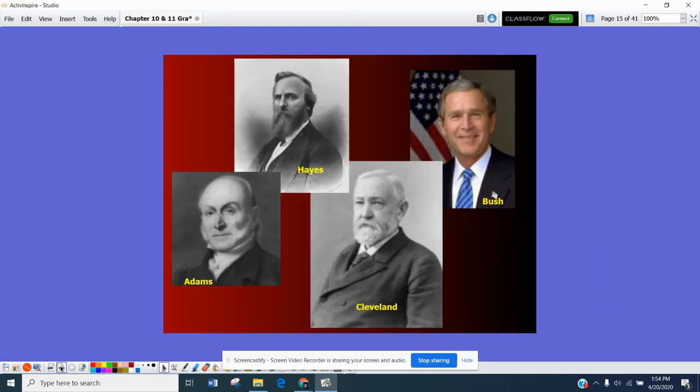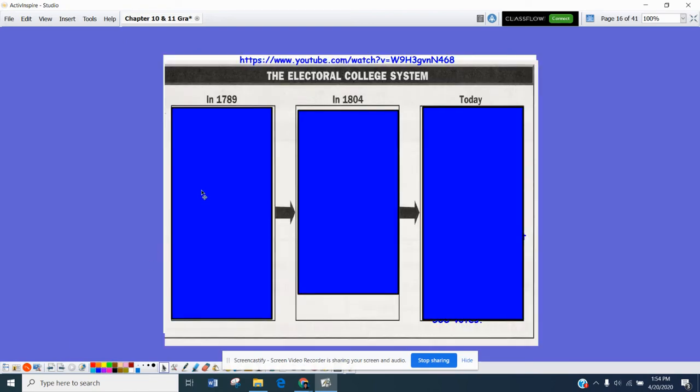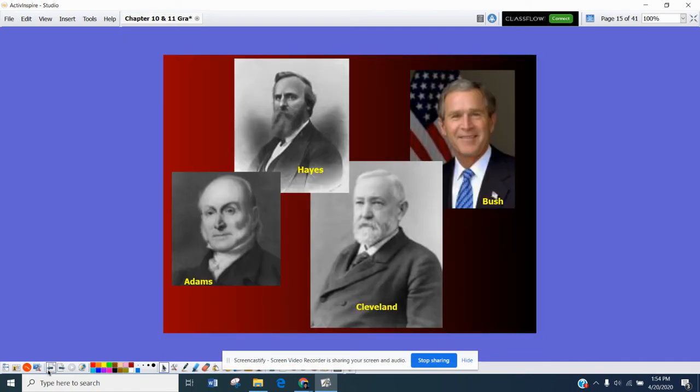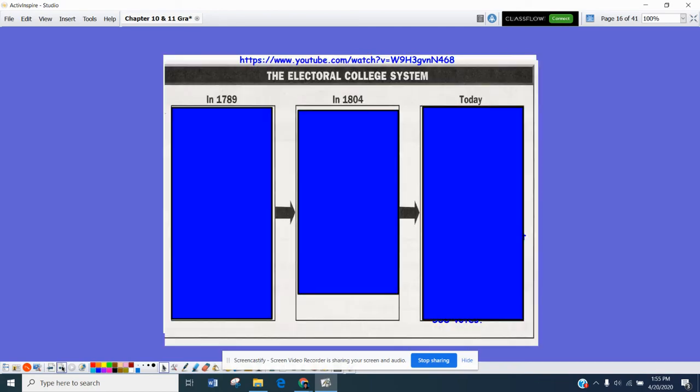All right, we're going to talk about these guys: Rutherford Hayes, John Quincy Adams, Grover Cleveland, and George W. Bush. When we talk about the Electoral College, each one of these guys has had their issues here. You could talk about the election of Hayes, when we talk about wrapping up the Reconstruction, and John Quincy Adams, and some of the things that were happening as far as the decision of his presidency.